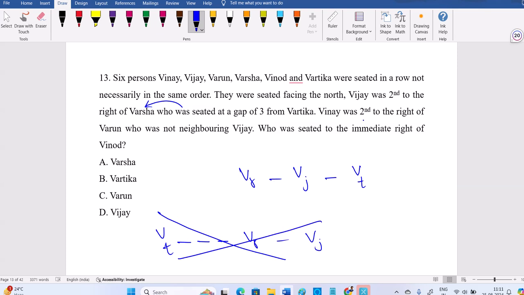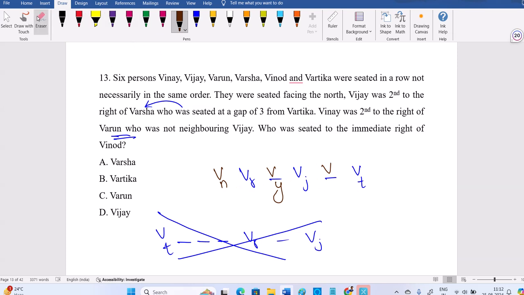Vinay was second to the right of Varun. So here and here possibility is there, and Varun was not neighbor of Vijay. Now satisfying this, Vinay was second to the right of Varun, and Varun was not neighbor of Vijay. So Varun should be here, Vinay should be here, but then we get one slot. This one slot is related to Vinod.